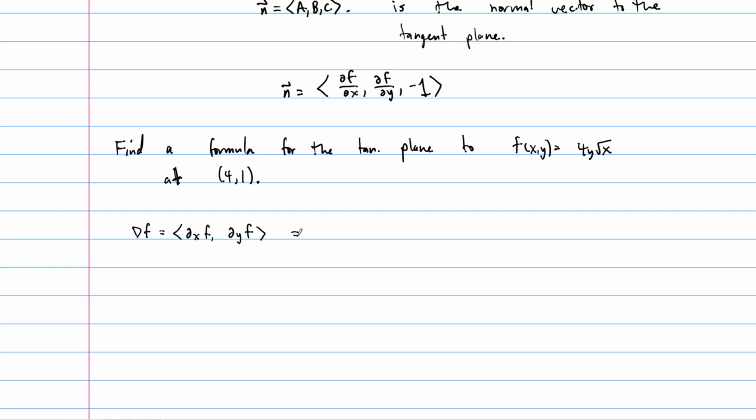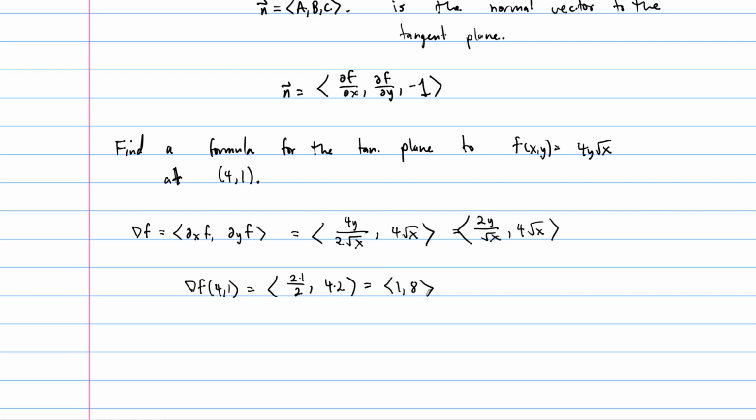The first thing we need to do is take these derivatives. For the x partial derivative, we treat the y's like constants. So it's going to be 4y over 2 square root of x, and that'll reduce, of course. And then the y partial derivative is just 4 square root of x. This reduces to 2y over the square root of x, comma, 4 square root of x. At our point, when x is 4 and y is 1, we end up with 2 times 1 over 2 in the first component, and 4 times 2 in the second component, which is, of course, (1, 8). So there's the gradient vector of this function at this point.